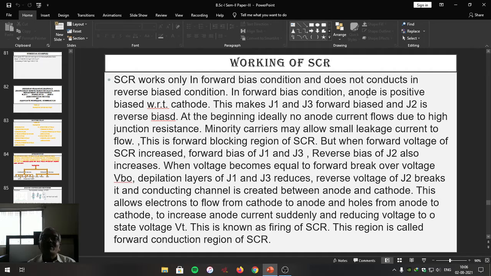Friends, today we are going to study the working of SCR, or we can say the operation of SCR. To understand the operation of SCR, we know that SCR is a unidirectional device, which was studied when we classified the thyristors into different categories.